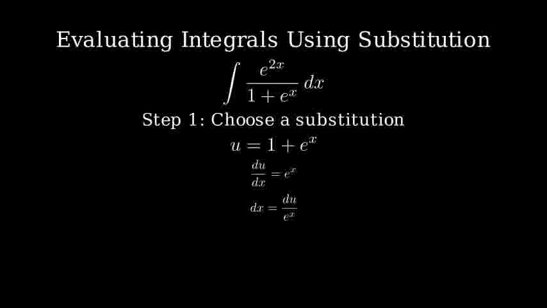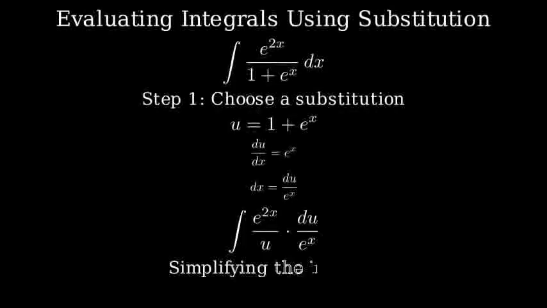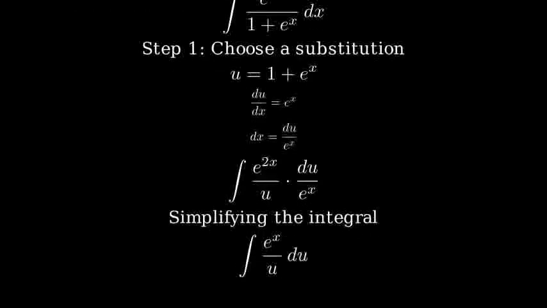Next, we substitute both u and dx back into the original integral. This gives us the integral of e to the 2x divided by u times du over e to the x. Let's simplify this integral. We see that the e to the power of x cancels with one of the e to the power of x terms in the numerator. This leaves us with the integral of e to the power of x over u with respect to u.